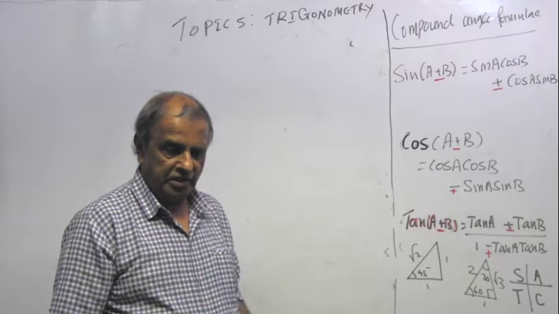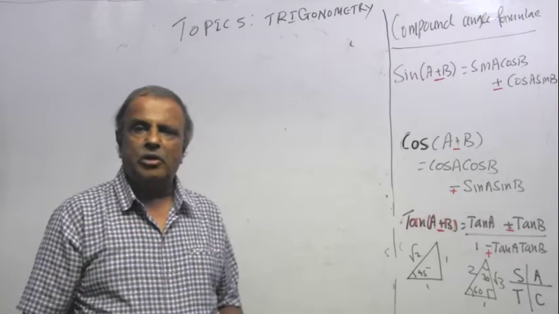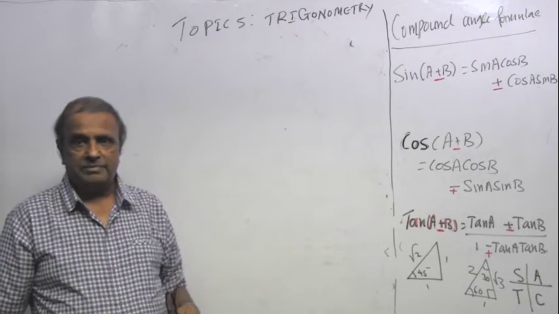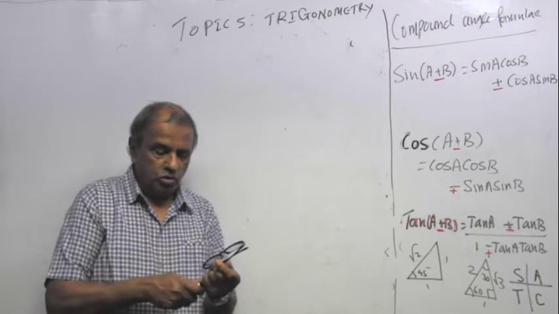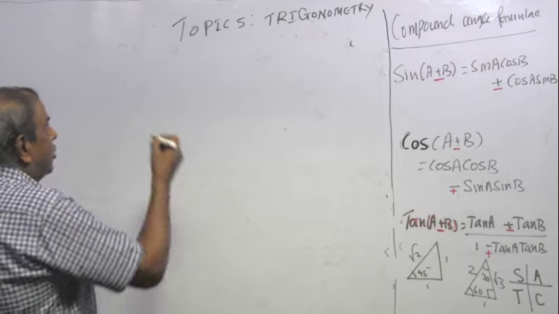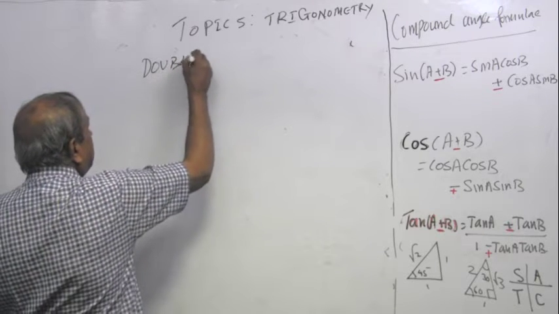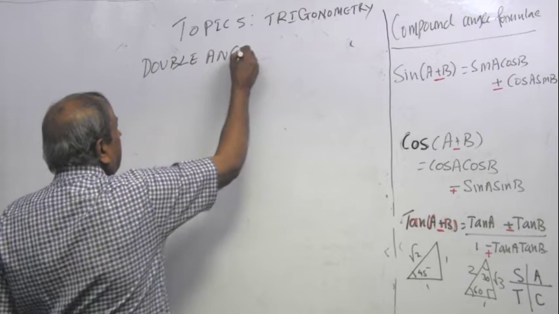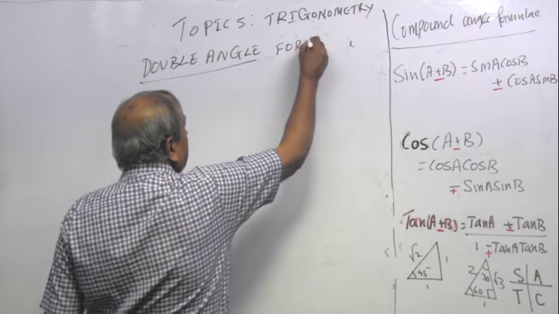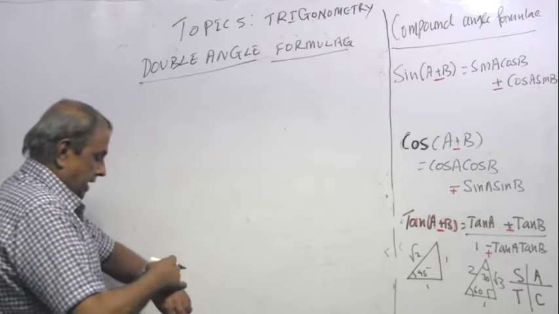In the last couple of lessons, or last 2-3 lessons rather, I went in detail over the compound angles. I have listed the formula there. But then we extend the concept of compound angles to another topic. It's called the double angle formula. We did compound angles. Now we are doing double angle formula.